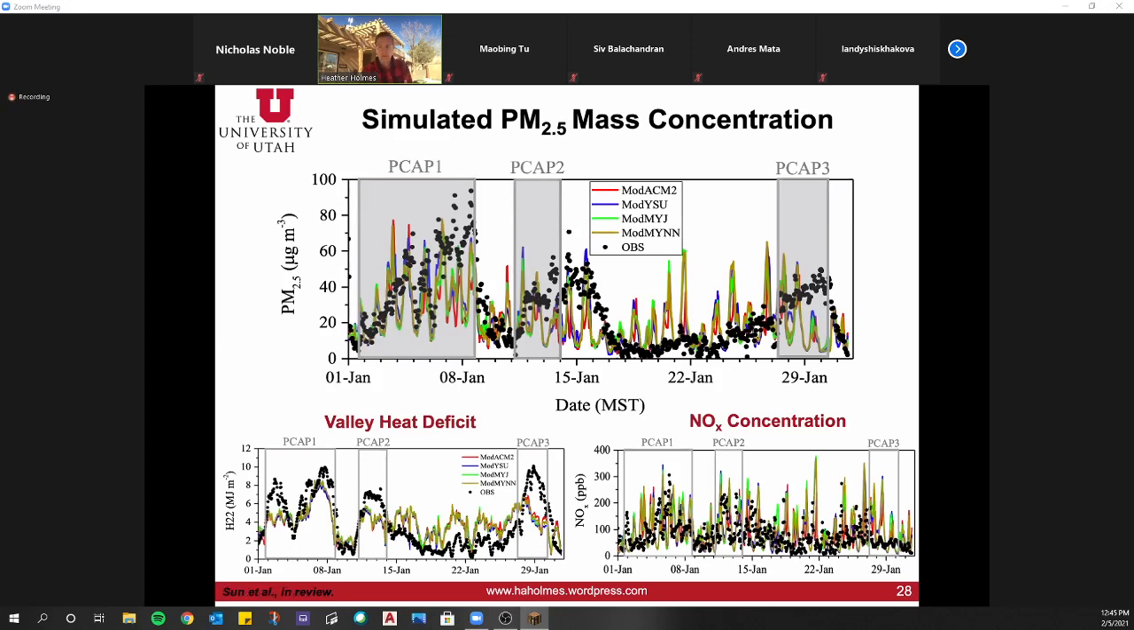We also wanted to know how the emissions were impacting this. So we looked at the NOx concentrations. So we have ambient NOx observations from the EPA monitors. And we can see that the underestimate of the PM is not driven by underestimates in NOx, because the NOx concentrations from the CMAQ model are actually sometimes higher than what we're seeing in the observations. So we didn't think the emissions were what was leading to this underestimate that we were seeing in PM 2.5.